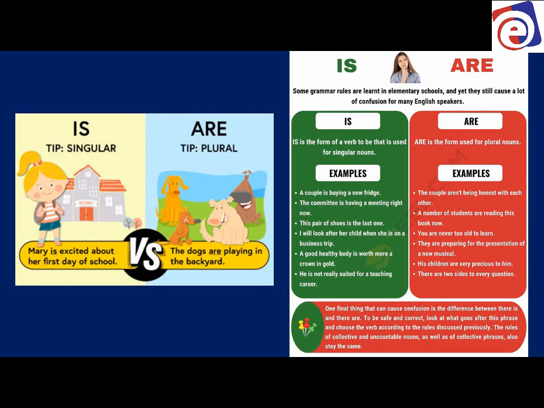A couple is buying a new fridge. The committee is having a meeting right now. This pair of shoes is the last one. Even though shoes are plural, this is talking about one pair. Shoes come in "maku." This pair of shoes is the last one, the last pair.